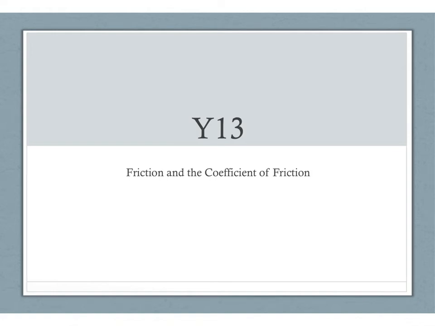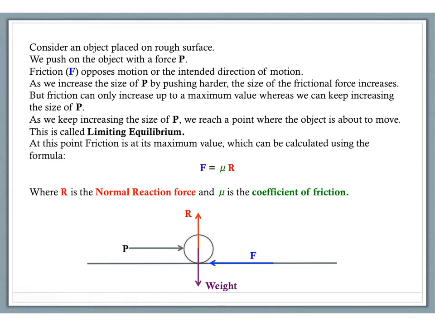Friction and the coefficient of friction. Consider an object placed on a rough surface. We push on the object with a force P. Friction opposes the motion or the intended direction of motion. So because we're pushing left to right, friction will try to oppose this motion like this.